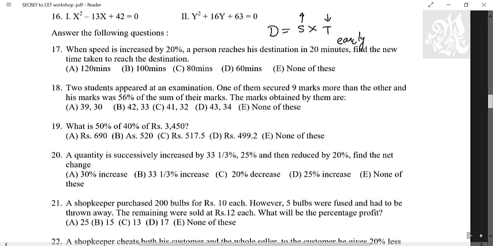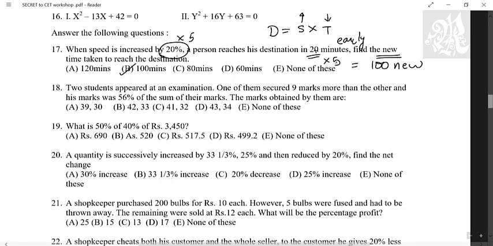So if you increase the speed, the time taken will be lesser. So now when speed is increased by 20%, the person reaches 20 minutes early. Obviously if you increase speed, the time will reduce. Now quickly going through it, all you gotta do is, how do you make 20 as 100? You multiply by 5, multiply the same thing to the time, which means 20 into 5 is 100. This is going to be the new time taken, and they are asking to find the new time taken, so the answer is 100 minutes.